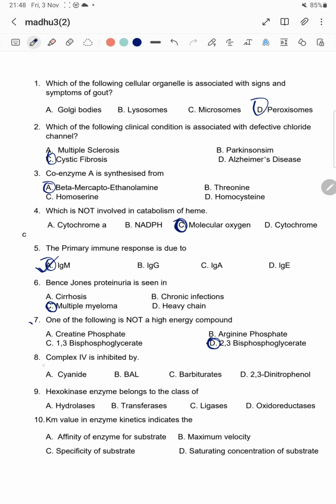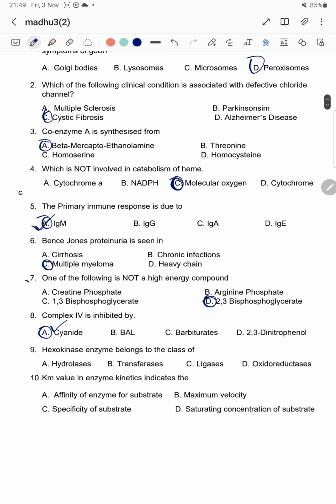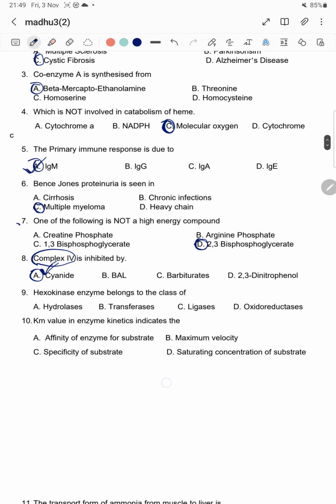Now the 8th: complex 4 of the electron transport chain is inhibited by cyanide, which is the correct answer. BAL, British anti-Lewisite, would inhibit the first complex. 2,4-dinitrophenol is incorrect, and barbiturate is also incorrect. So cyanide is the correct answer. Complex 4 is inhibited by cyanide. So in cyanide poisoning patients, the cyanide will inhibit complex 4 of their electron transport chain.